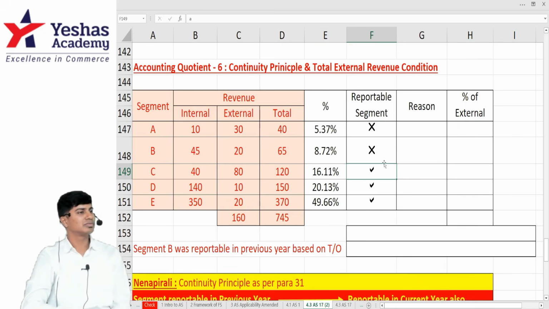If a batsman was there in the team last series, he will be there in this series also. He'll be taken to this team also. Am I right? Provided in the last year that person was there, that segment was there based on performance, turnover, result, or asset. Last time only if it was there, because of continuity principle. Once more, you cannot put based on continuity principle.